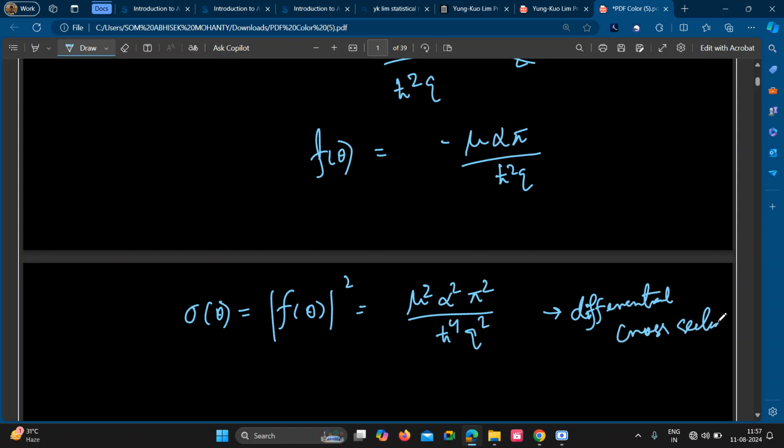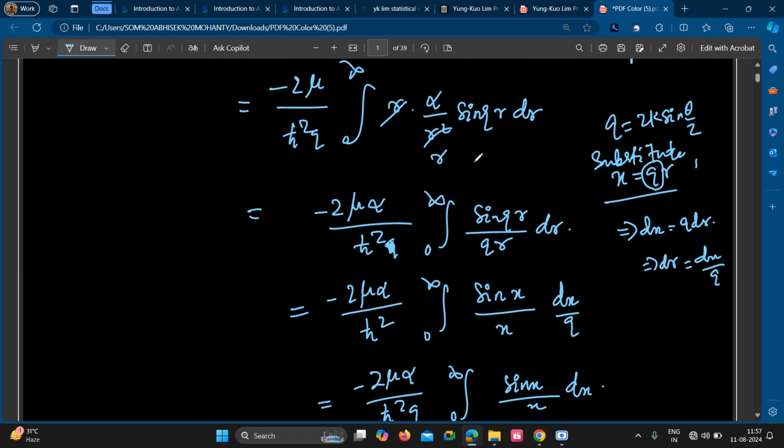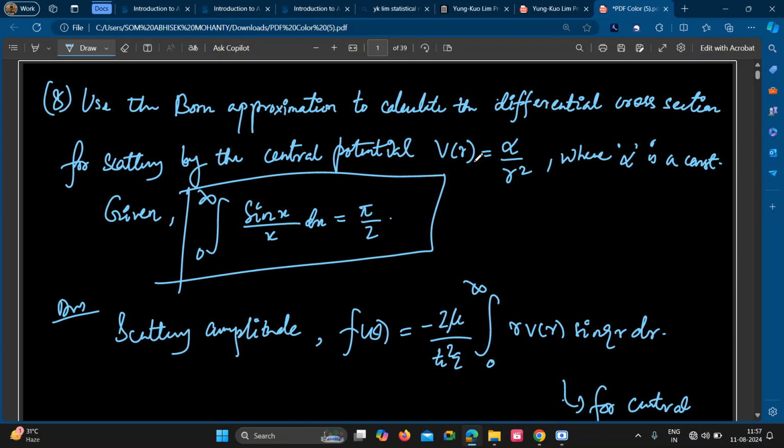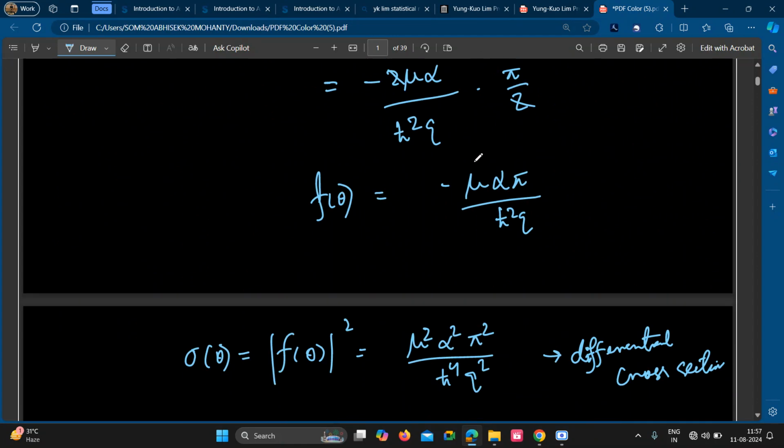For the total cross section we will multiply by 4 pi. Yeah, so this is the first question. I hope you understood. Please write it down. Try to practice these questions again and again, so that you get a very good hold on this.